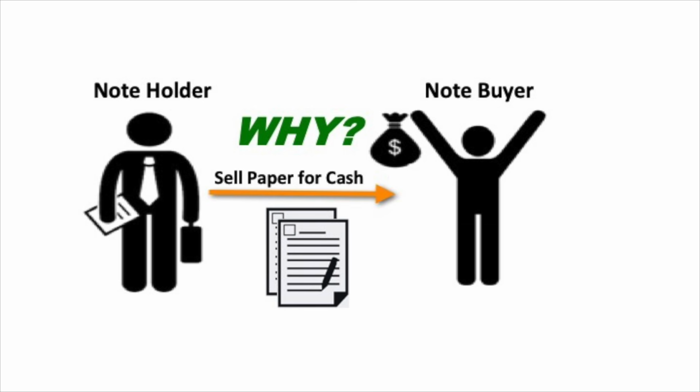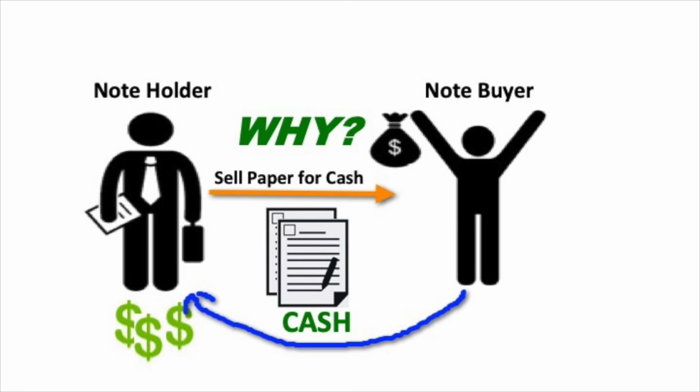So you might be wondering, why would a note holder sell their paper at a discount? The answer is simple and really no different than why a motivated seller would sell a property at a discount. He or she wants the speed and convenience of cash today instead of cash flow over time.